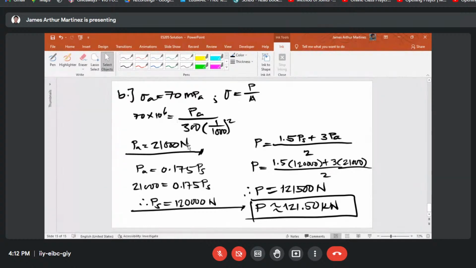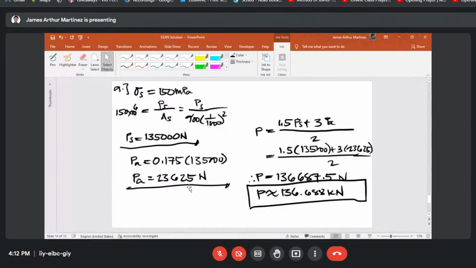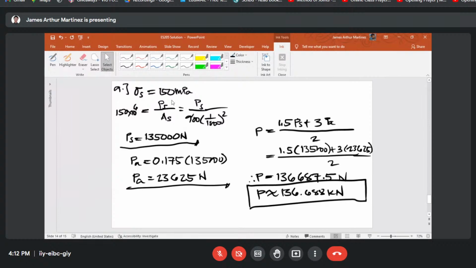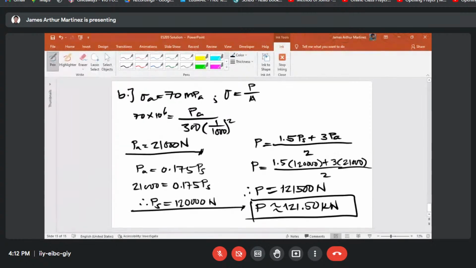So, we choose a value for PA. Since your PA, if based on the stress in steel, you have 23,625 newtons, and the maximum allowable internal reaction is only 21,000. So it is exceeded if we consider the steel. That's why the value we will adopt is the one that does not exceed in both steel and aluminum material.